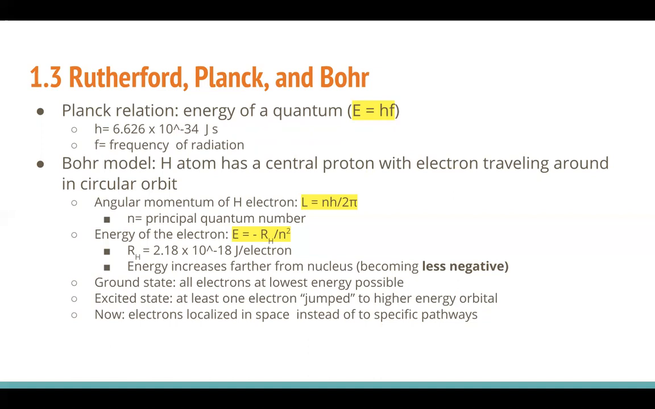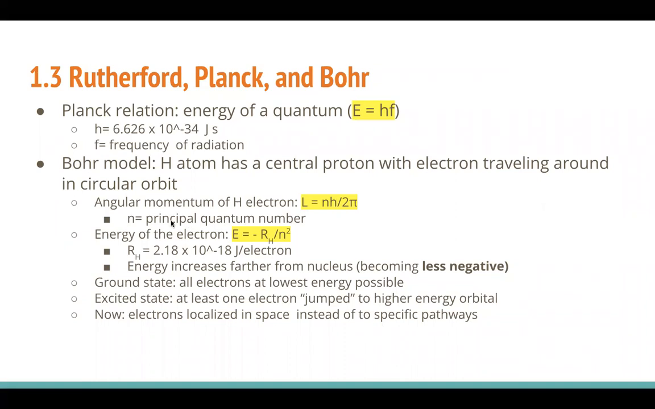Okay, so this chapter is mostly about Bohr. Bohr's model is what you probably learned in high school chemistry. The hydrogen atom has a central proton with an electron traveling around in a circular orbit, kind of like a solar system. This model is actually wrong for every other element except hydrogen. But Bohr did find some extremely important things about elements that are very applicable to what we know today.